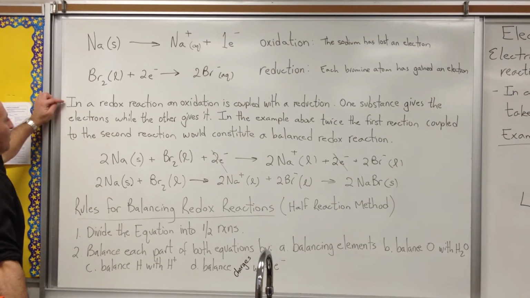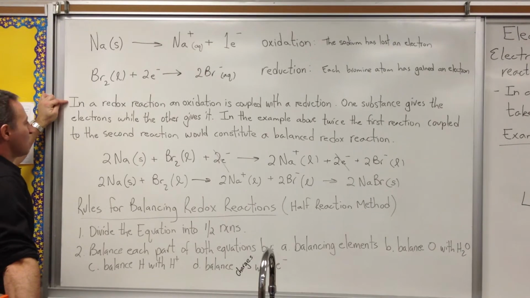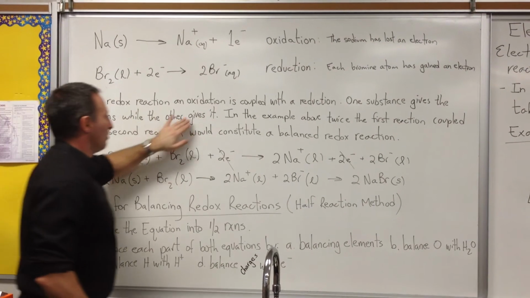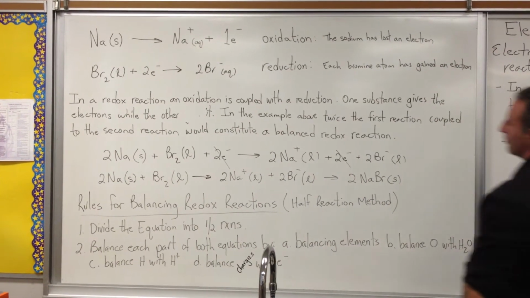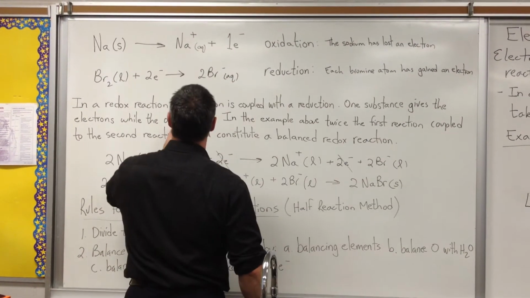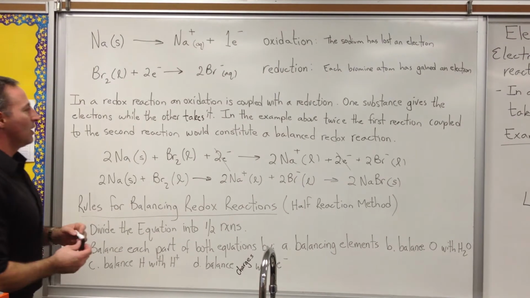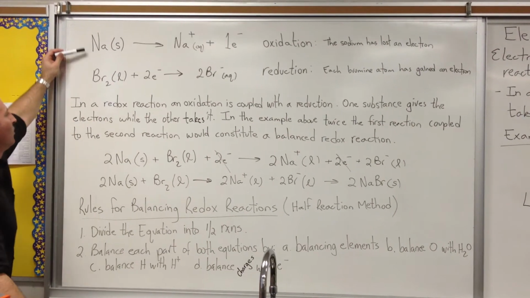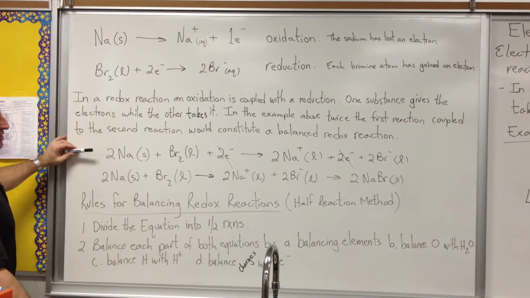In a redox reaction, an oxidation is coupled with a reduction. One substance gives the electrons while the other takes them. Sorry, I wrote the wrong word here. In the example above, twice the first reaction coupled to the second reaction would constitute a balanced redox reaction. And we have it summarized here.